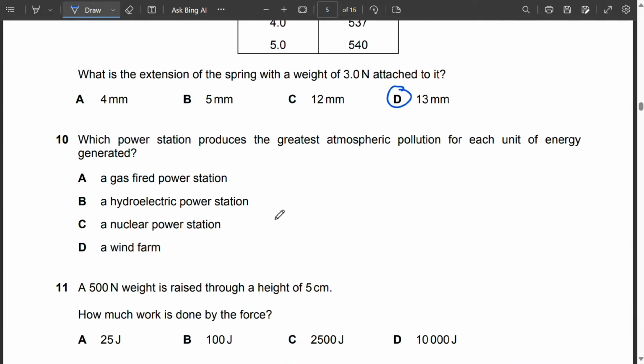10th. Which power station produces the greatest atmospheric pollution for each unit of energy generated? We know that it's basically a fire gas power station only, because a lot of fuel is being burned. Not petrol, actually they burn coal in the fire gas power station. So it is the fire gas power station which produces the most pollution. For 10th, option A is correct.